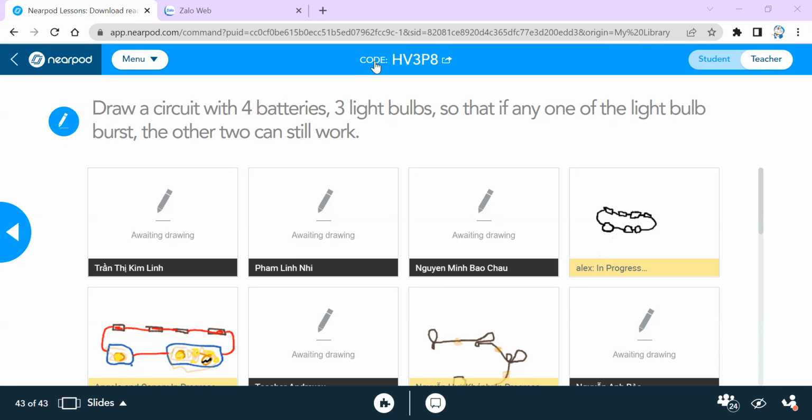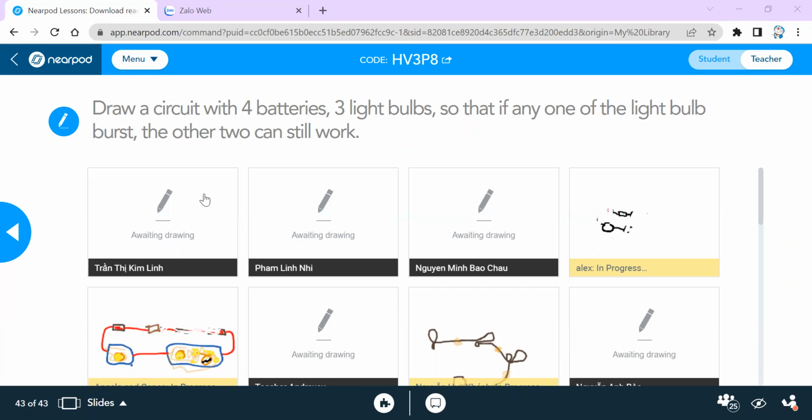Okay, you guys can draw either series or parallel, but I want you to think of a circuit whereby if one light bulb bursts, the other 2 can still work. So you can draw series or parallel, but I want you to draw a circuit where when one light bulb bursts, the other 2 can still work. Okay. So I didn't mention series. I didn't mention parallel.